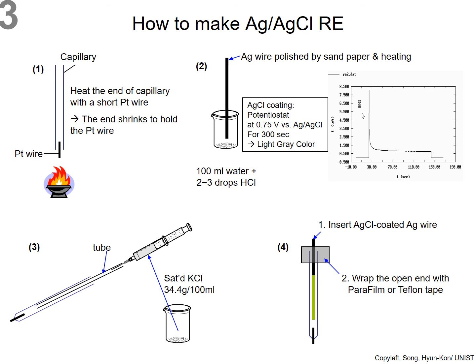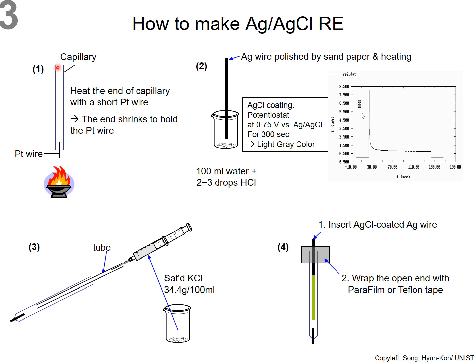You could find various reference electrodes like the normal hydrogen electrode or the standard calomel electrode. One of the most popular reference electrodes is silver chloride, and you can make this silver chloride reference electrode in your lab without large cost. Actually, the commercial product of silver chloride reference electrode is very expensive.